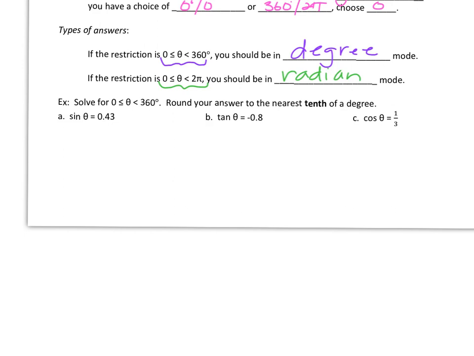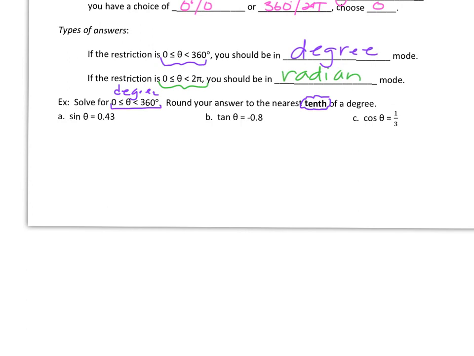For our first set of examples, solve for theta values between 0 and 360. So this means your calculator should be in degree mode. Also, it's important to note, round your answer to the nearest tenth of a degree. So now our solutions would be somewhere on the unit circle, but these aren't going to be any of our specific answers. We're going to have decimal answers.